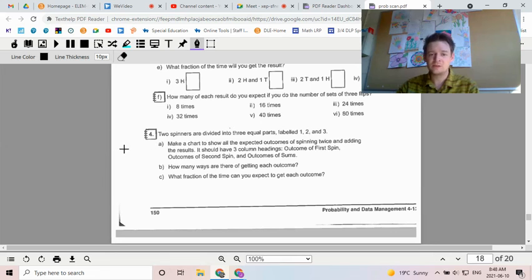Number 4 makes you do a little visualizing on your own. I suggest drawing a model. 2 spinners are divided into 3 equal parts labeled 1, 2, and 3. Make a chart to show all the expected outcomes of spinning twice and adding the results. It should have 3 column headings: outcome of first spin, outcome of second spin, and outcome of the sums. How many ways are there of getting each outcome, and what fraction of the time can you expect to get each outcome?